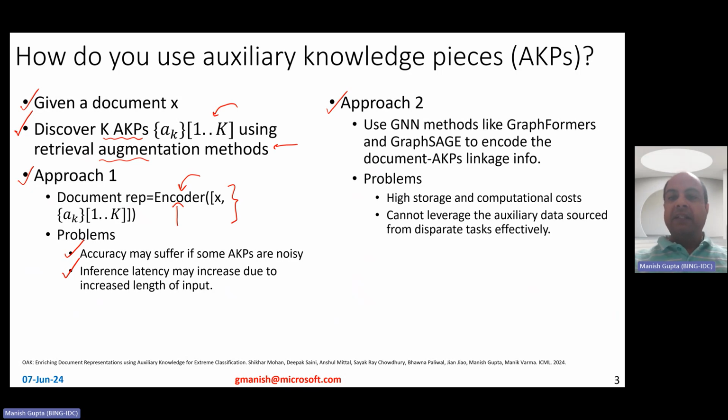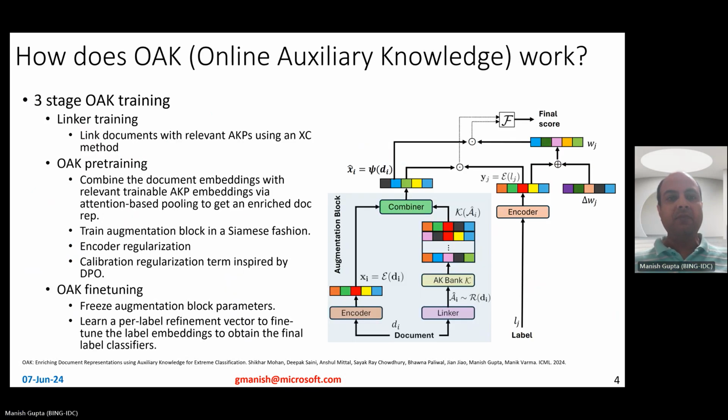Okay. So another approach is to basically use graph neural network methods. Using graph neural networks like Graphformers and GraphSAGE, which are popular graph neural network based methods for extreme classification, you could try to encode the document to auxiliary knowledge pieces linkage information. However, there are problems with this as well. The first being high storage and computation costs. And second, it cannot leverage the auxiliary data sourced from these disparate tasks effectively, as we will see in the experiments as well.